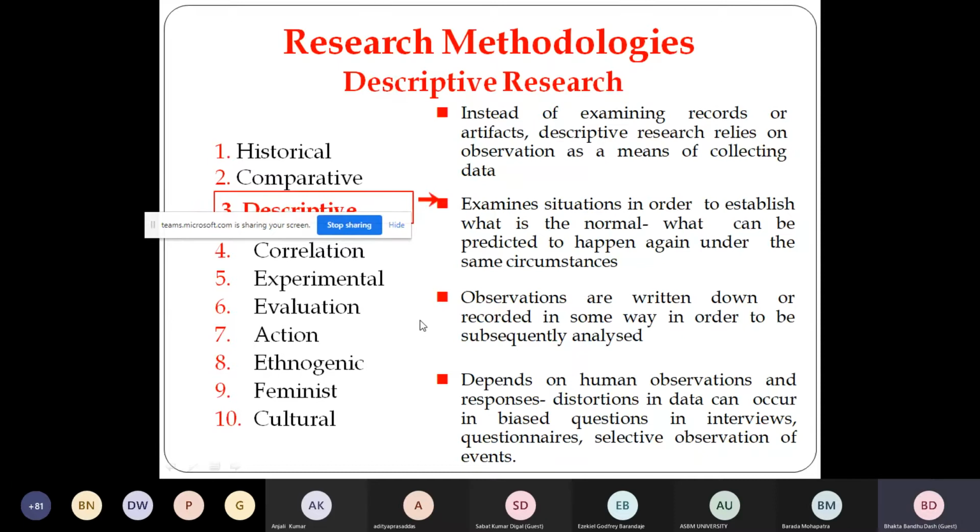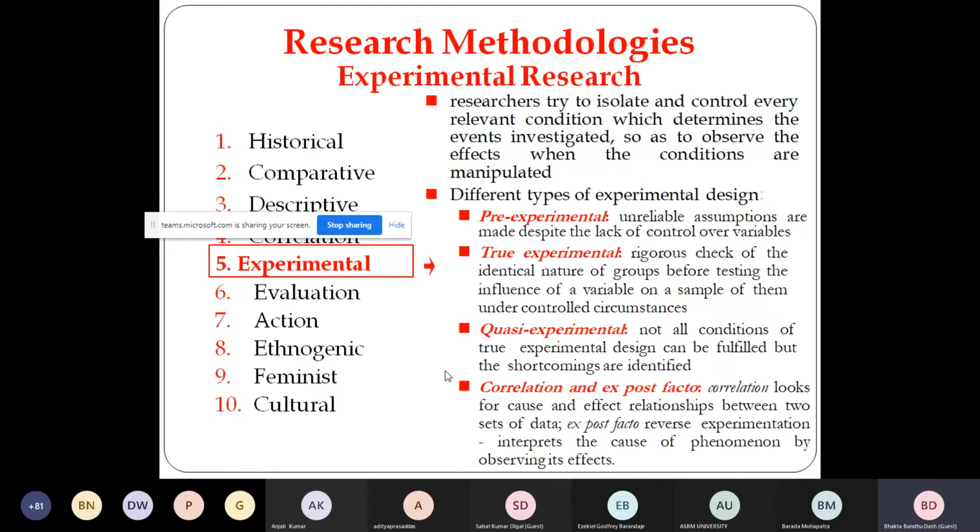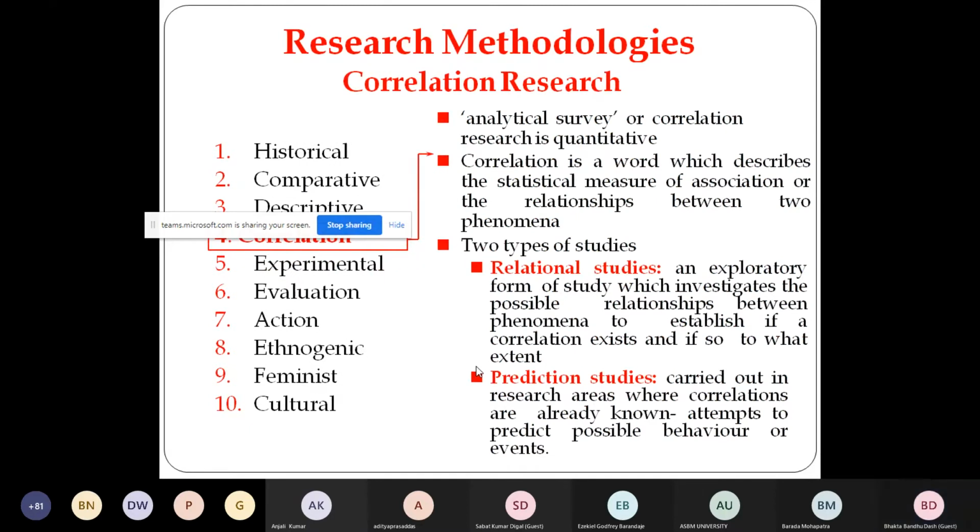Then the next one is your correlational research. Correlational research is the analytical survey or correlation research in quantity. It basically talks about the relationship between two elements, two phenomena, two situations, two contexts. And correlational research is basically of two types. One is your relational studies. The other one is your prediction study.